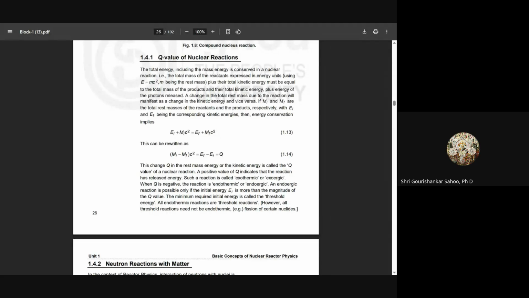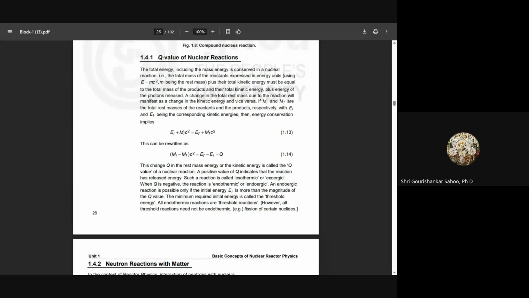The total energy, including the mass energy, is conserved in a nuclear reaction. That is, the total mass of the reactants expressed in energy units, E equals mc square, plus their total kinetic energy must be equal to the total mass of the products and their total kinetic energy plus the energy of the photons released. A change in the total rest mass due to the reaction will manifest as a change in the kinetic energy and vice versa.